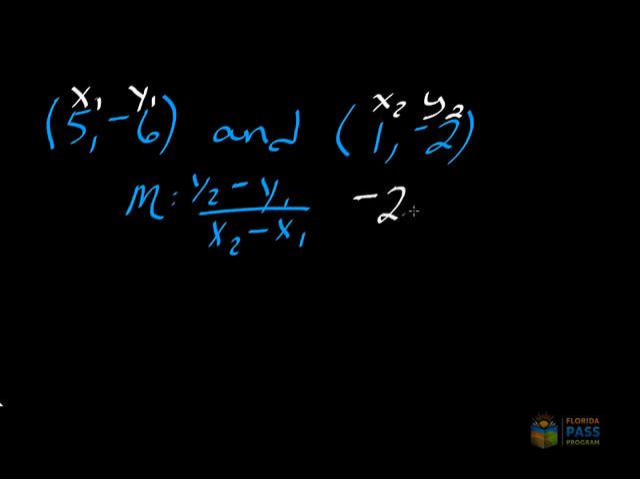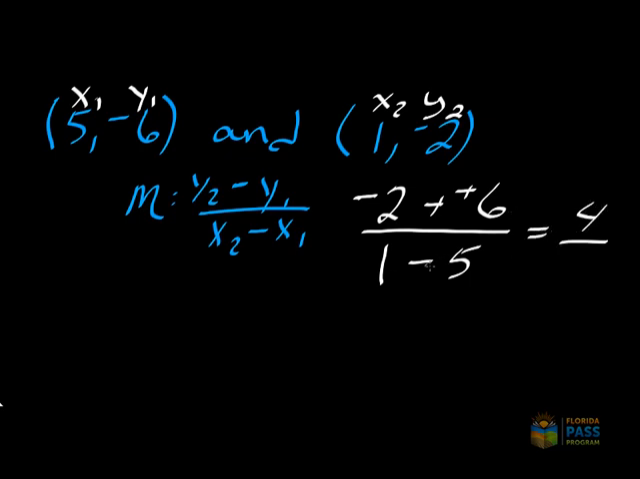So now this makes it so much easier to go ahead and plug back in. So you would have -2 minus -6 divided by 1 minus 5. Plug right into the formula. 2 negatives equals a positive. So -2 plus 6 equals +4. 1 minus 5 equals -4. So 4 divided by -4 equals -1. M equals -1.